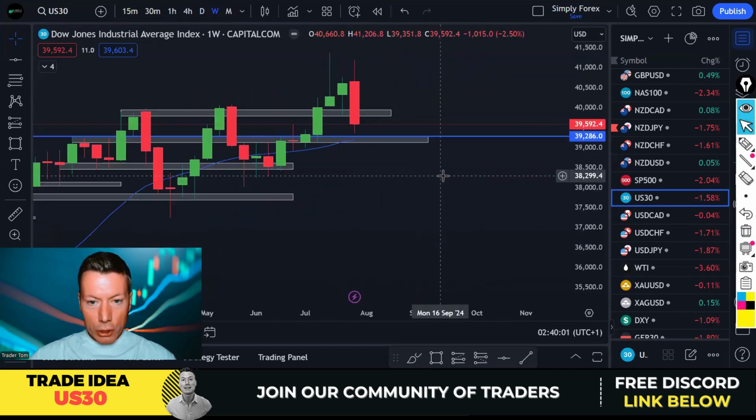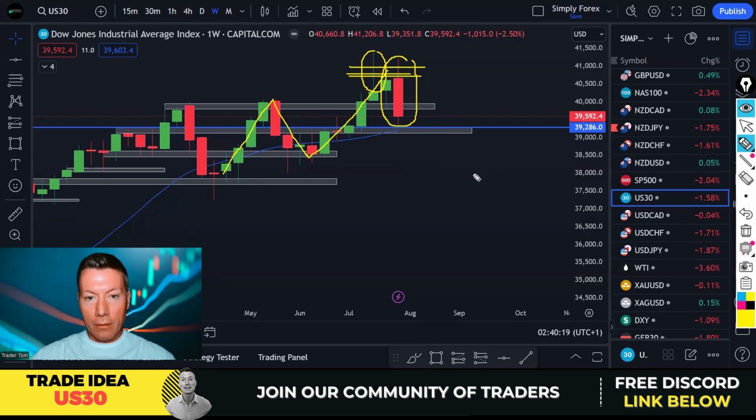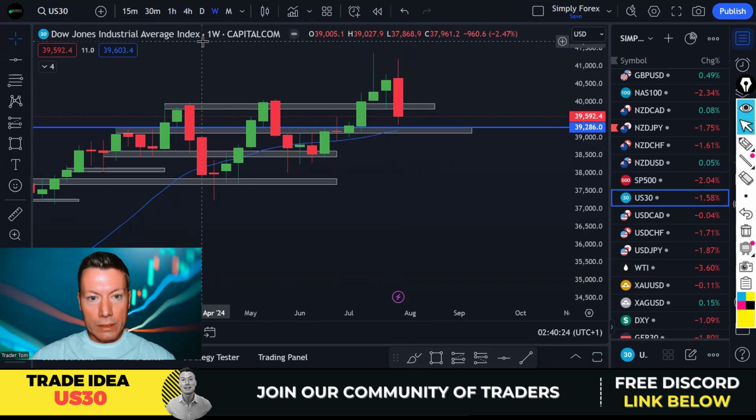Now, the weekly chart is in an uptrend, right? There's no two ways about it. It's in an uptrend, but I'm willing to take it because of the bearishness of this weekly candle. That is super bearish. And also look at this wick. There's lots of sellers coming into this market. All right, so I'm happy to take the Dow Jones sells.